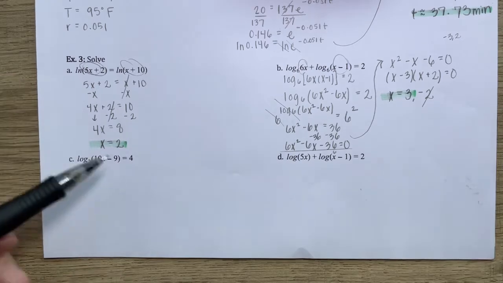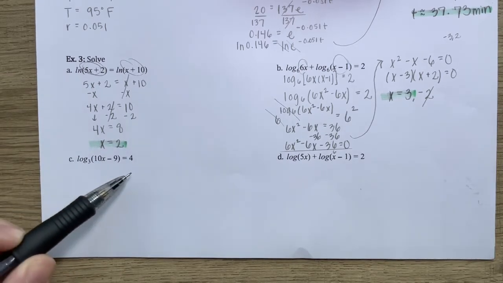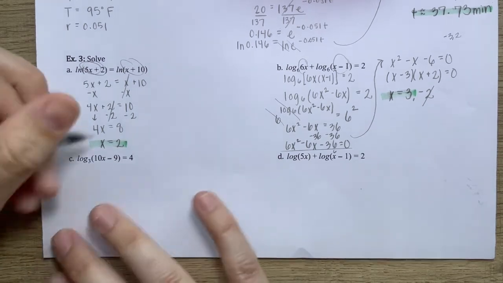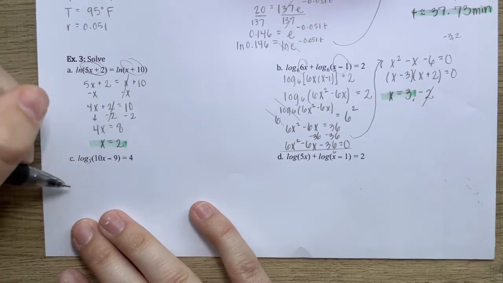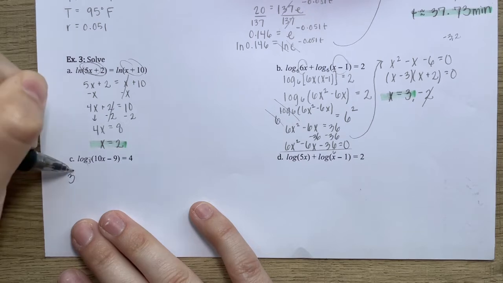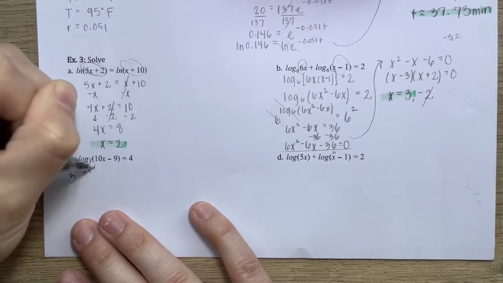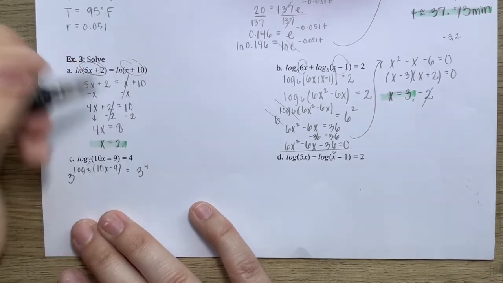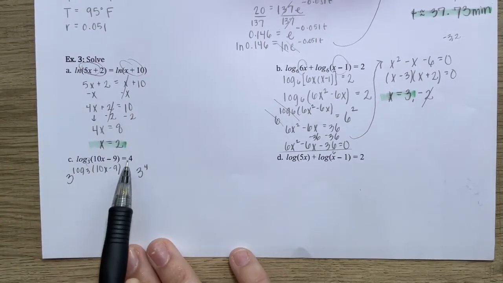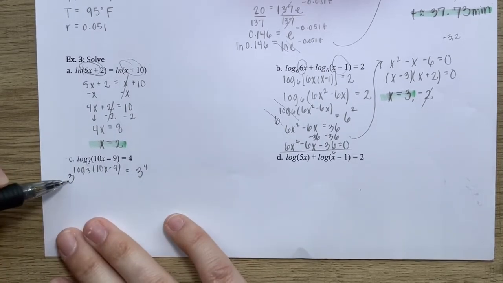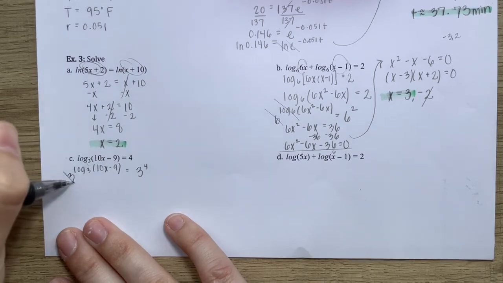And then for C, log base 3 of 10x minus 9 equals 4. So we have a log only on the left side. So to cancel it out, I'm going to have to exponentiate both sides. This is a log base 3, so I'm going to exponentiate both sides of the equation by 3. So 3 raised to the log base 3 of 10x minus 9 equals 3 raised to the 4th power. So everything in this line just becomes an exponent here. And then the exponential with the base of 3 and the log with the base of 3 undo each other.